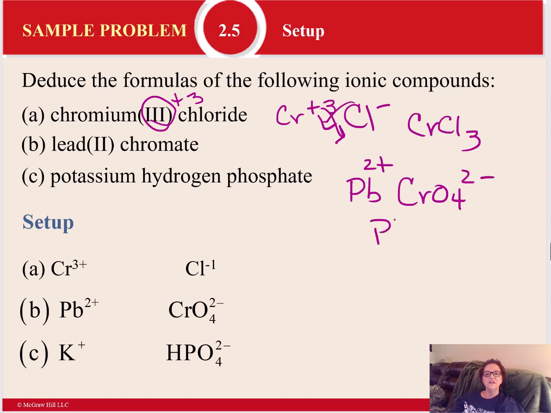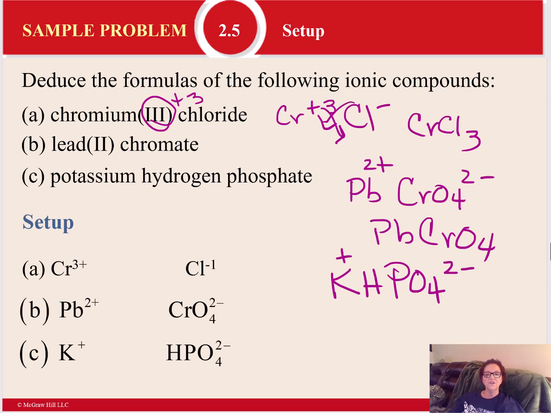So that's just going to give me, because remember, if you swap and drop and you get 2 and 2, you're going to have to reduce that in your ionic compounds. So it's going to be PbCrO4. And this last one, potassium hydrogen phosphate. All right, this is a +1. The whole hydrogen phosphate is a 2-. So this is going to have to be K2HPO4.